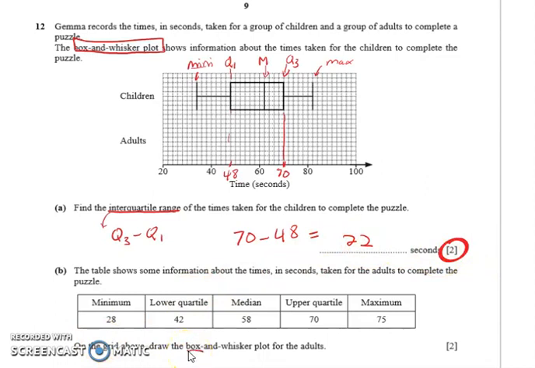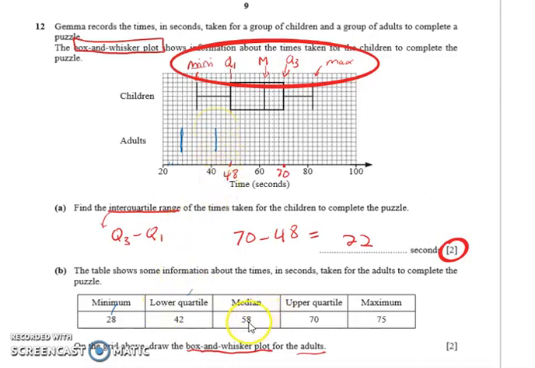Then draw the box whisker plot for adults. Now here we just have to follow this data to draw. Let me erase this. Now I'm using a blue color to draw this. The minimum we have here is 28. 28 here will be 2, 4, 6, 8 over here. So I'm just making this line. And the lower quartile here will be 42. 42 will be in this line.